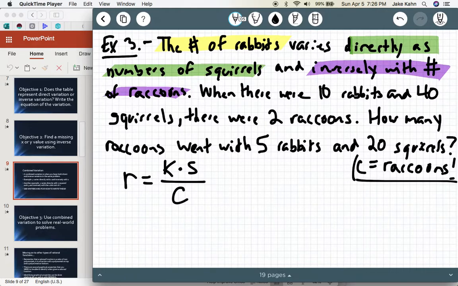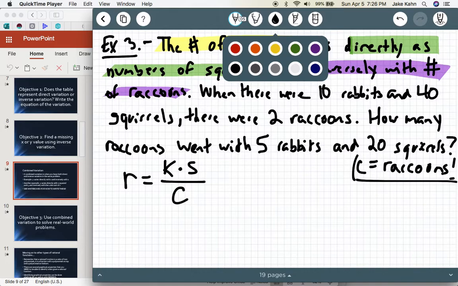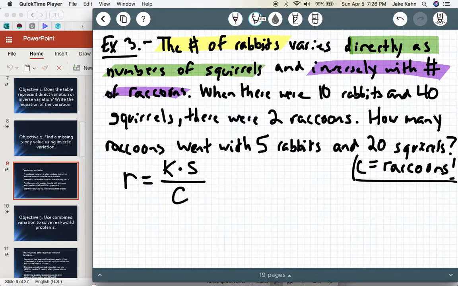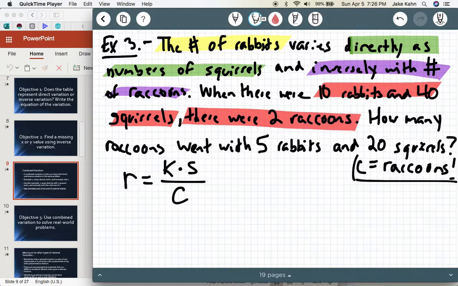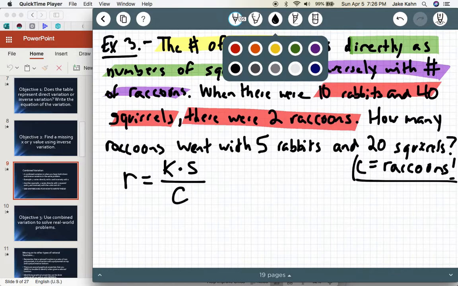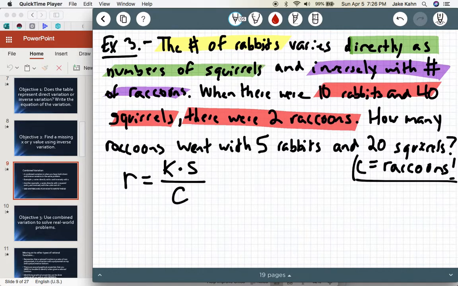The first case, we're going to highlight in blue. Now we're going to highlight in red. It says there were 10 rabbits and 40 squirrels. There were 2 raccoons. That's case number 1. So we are going to use case number 1 to find what our constant of variation is equal to. We are going to plug that information in. 10 rabbits, 10, equals k times s. S is squirrels, so there were 40 squirrels, divided by c, raccoons, divided by 2.